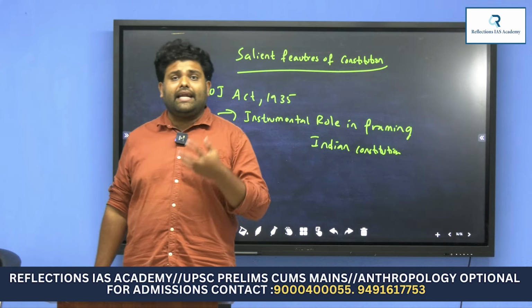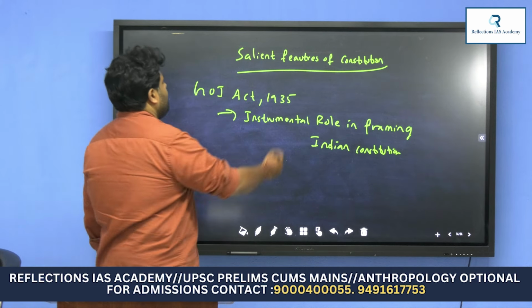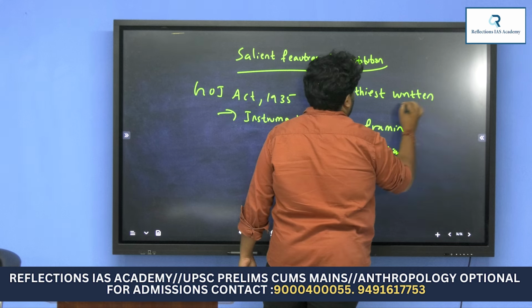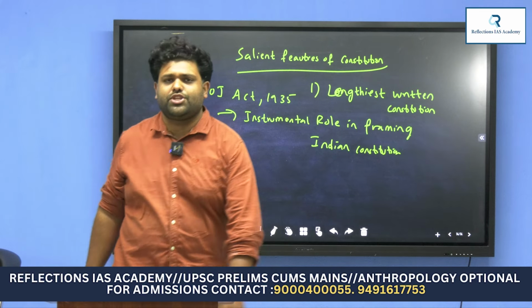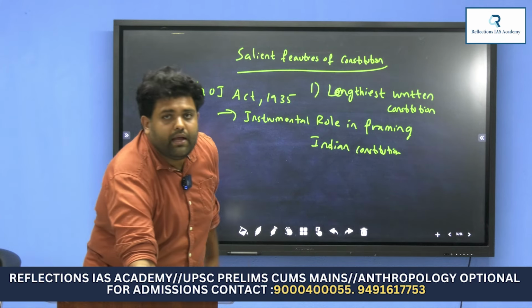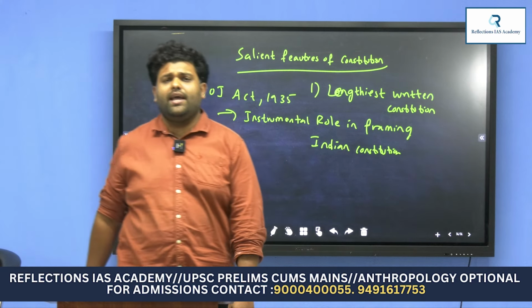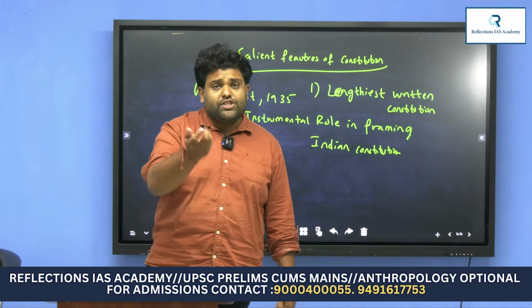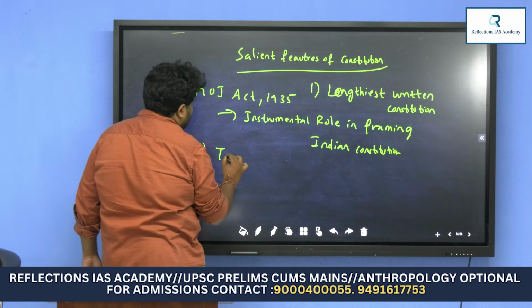So, the Government of India Act 1935 is a very bulky source. And one salient feature of the Indian Constitution is basically that it is the longest written constitution. It is what, sir? It is the lengthiest written constitution, because the Government of India Act 1935 was a very bulky document. And another salient feature of the Indian Constitution, the second salient feature, is that it is taken from different sources.